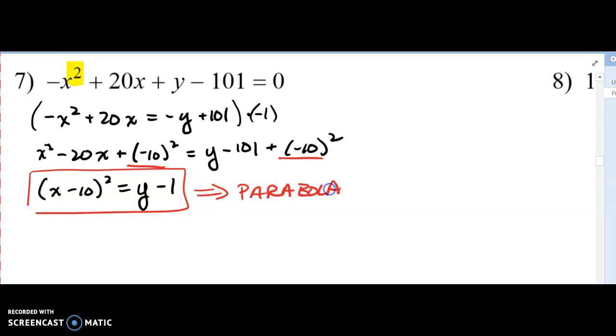And this is a parabola. All right. This completing the square skill is extremely important for this unit, and if you are having trouble with it, make sure you get help, and we will see you in the next video.